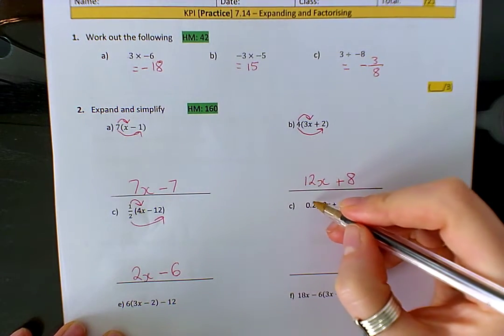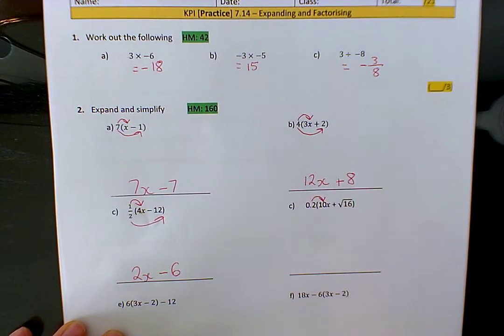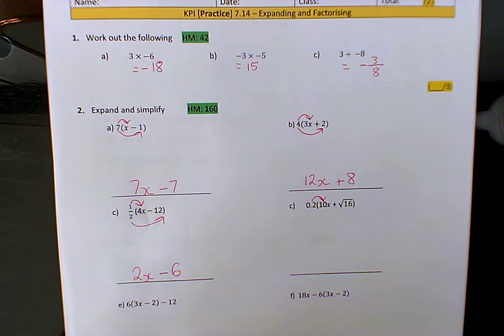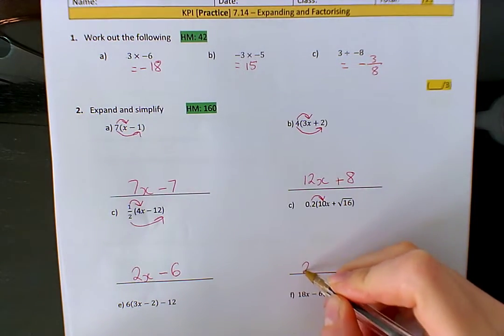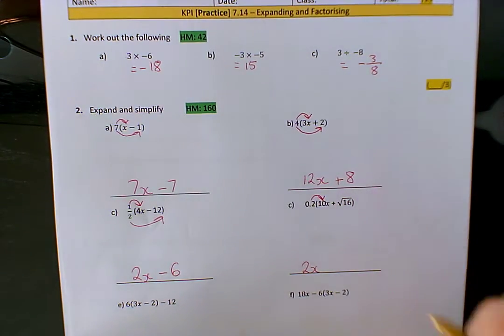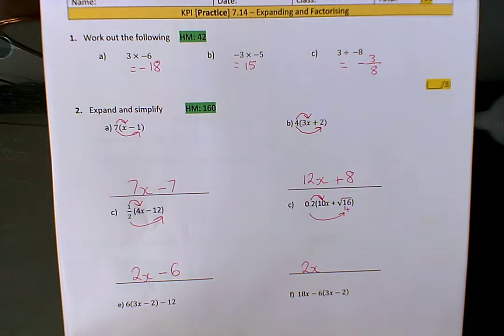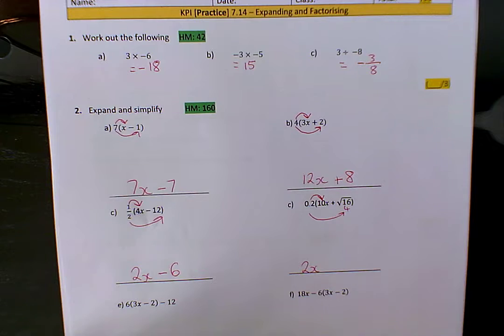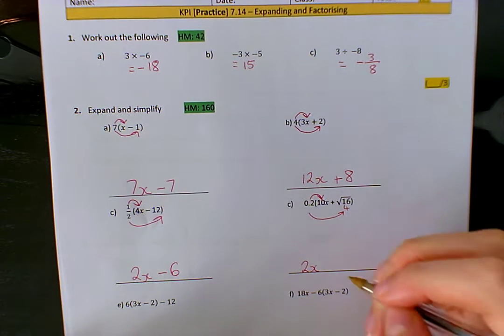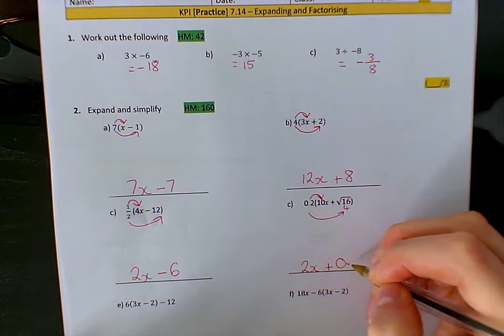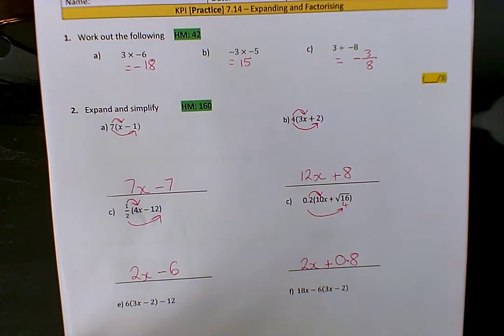Here we've got to do 0.2 times 10. Okay, well 2 times 10 would be 20, but then 0.2 times 10 would just be 2. So we've got 2x. Then root 16. Root 16 is 4. So we've got to do 0.2 times 4. Well, 2 times 4 is 8. 0.2 times 4 would be 0.8. It's positive. So plus 0.8.